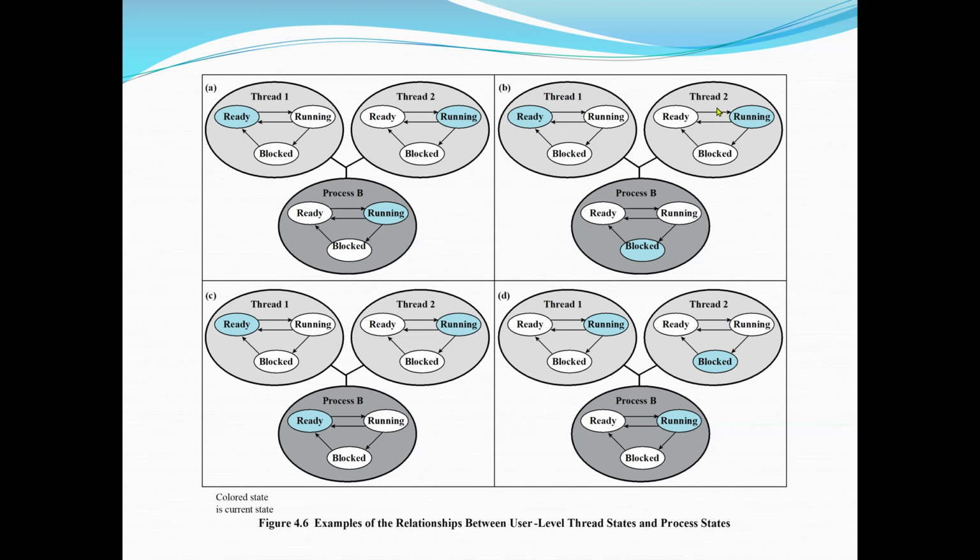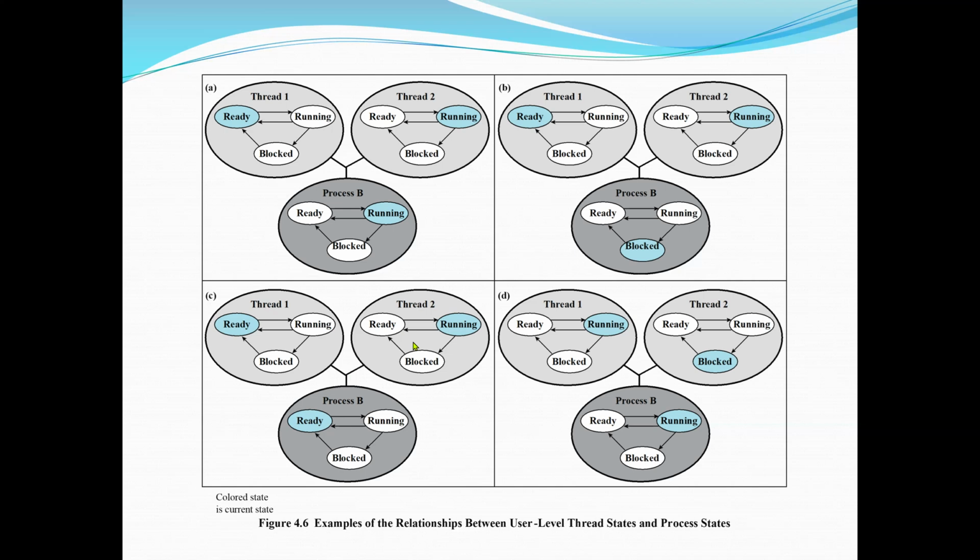Now, let's say a clock interrupt passes control to the kernel, and the kernel determines that the currently running process B has exhausted its time. So the kernel now places process B in the ready state and switches to another process. But meanwhile, according to the data structure maintained in the thread library, thread 2 of process B is still in the running state, and the corresponding state diagram is shown here.